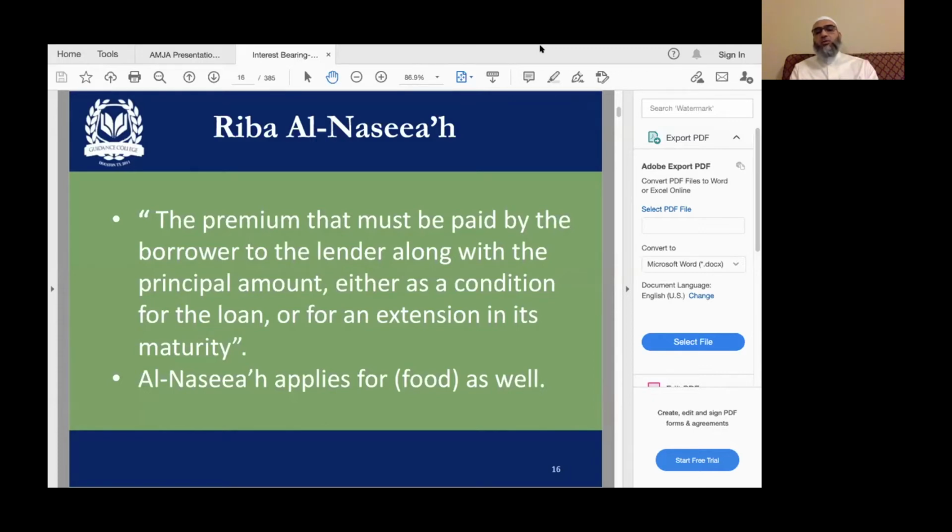So the first scenario is as a condition of the loan. You go to Bank of America, you apply for a personal loan, you pay 3% interest, and that interest is unavoidable. You have to pay that amount, 10,000 in our example, within 1 year, and that 10,000 has to be paid as $10,300. Why? Because you have to pay 3% interest. So this is scenario number one, either as a condition for the loan or otherwise for an extension in its maturity. What does this mean?